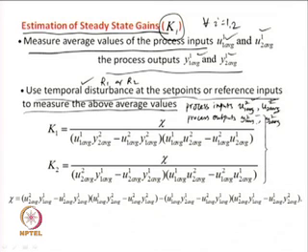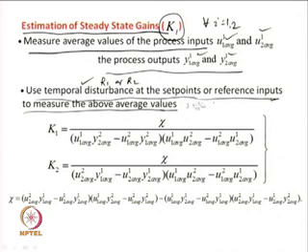Okay. So, with those measurements it is possible to estimate the steady state gains using the expressions K1 is equal to Y11 average times U22 average minus U12 average times Y12 average, whole upon U11 average U22 average minus U12 average U21 average.